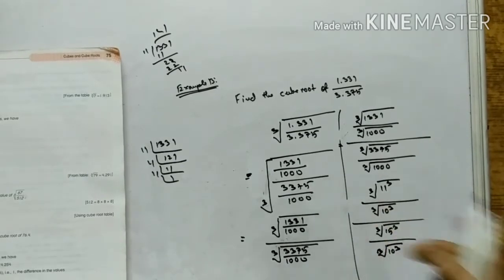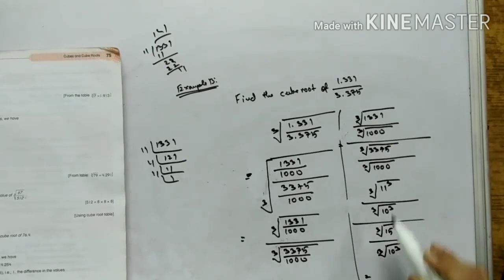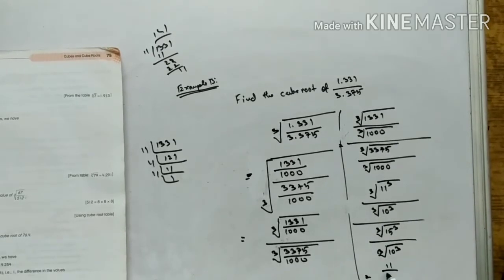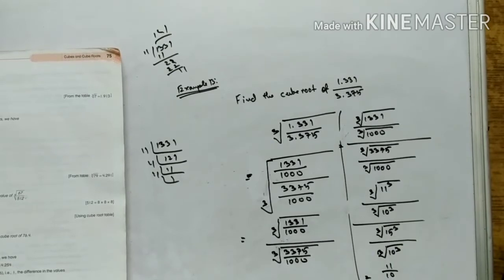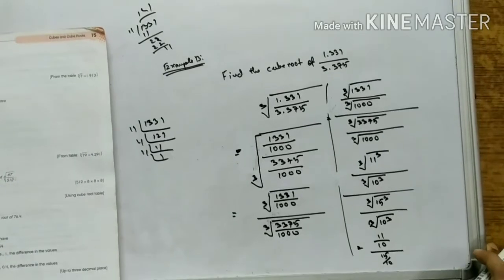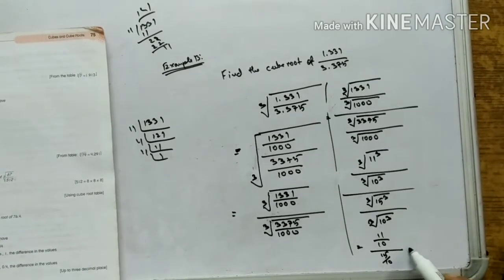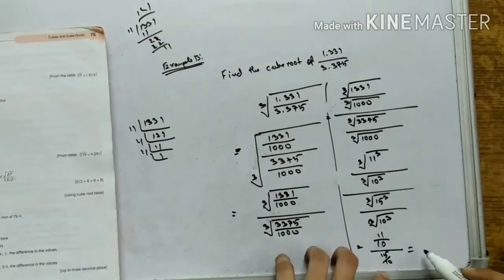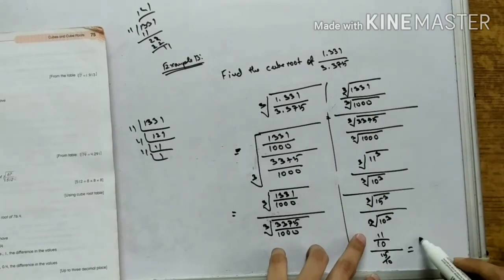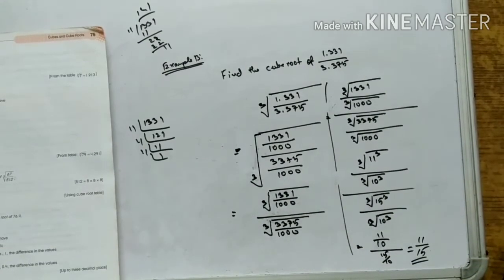So again cube and cube root, everything will cancel out. Ultimately I will get 11 by 10 by 15 by 10. So 10 and 10, you can cut. So ultimately I will get here 11 by 15. This is my answer. Okay, 11 by 15, this is my answer.